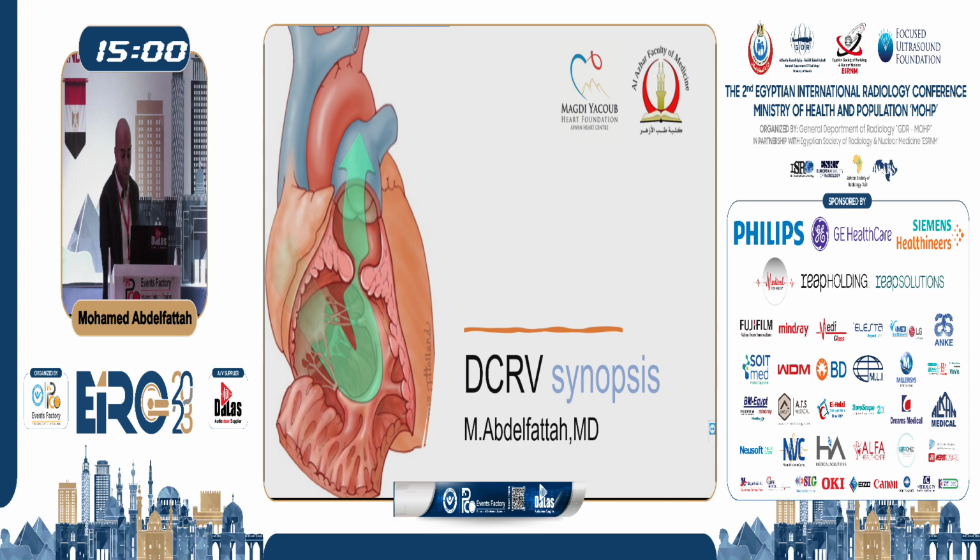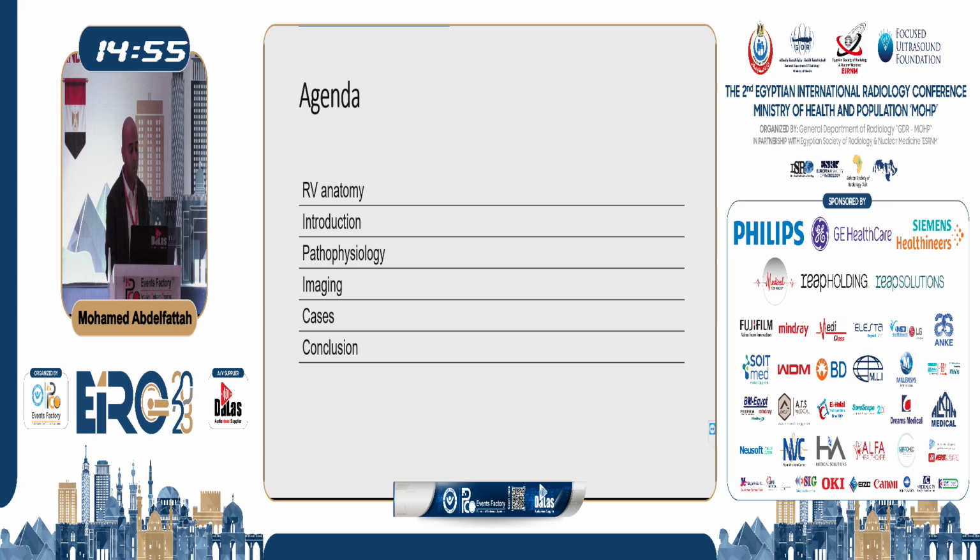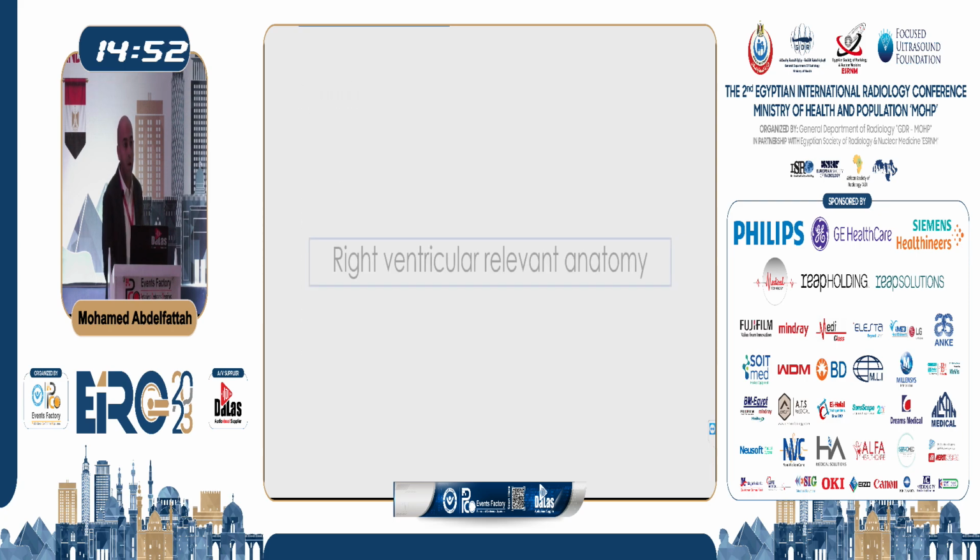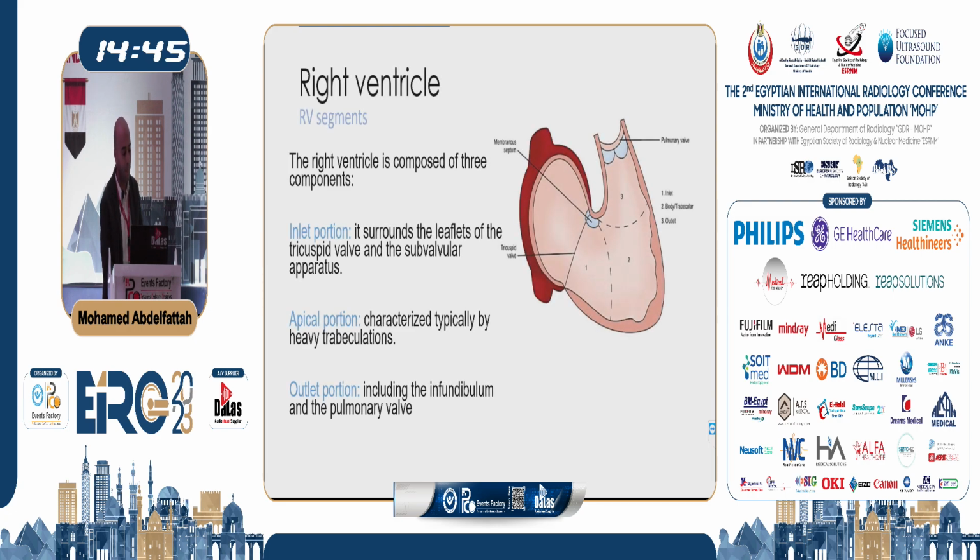My talk today will be about double chamber right ventricle. That's our agenda. First, we will start with some brief for right ventricular anatomy. The right ventricle is composed of three components. Inlet portion, it surrounds the leaflets of the tricuspid valve and the subvalvular apparatus. Apical portion, characterized typically by heavy trabeculations, and outlet portion including the infundibulum and pulmonary valve.